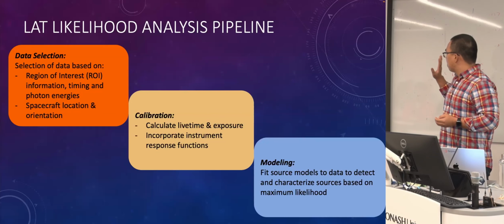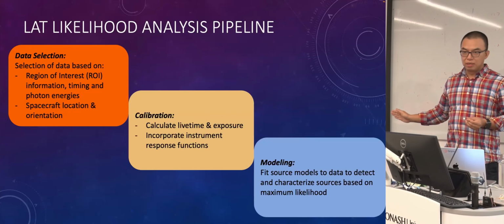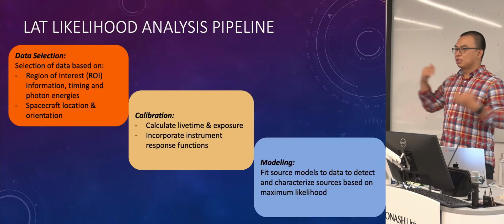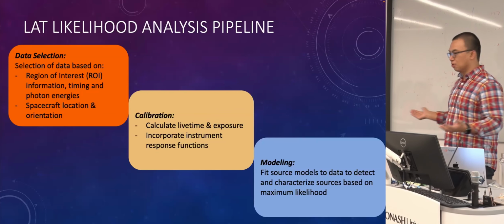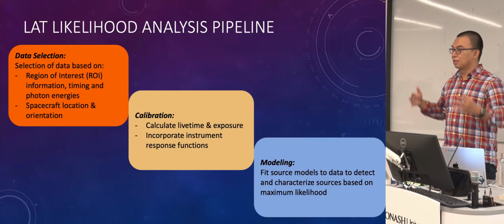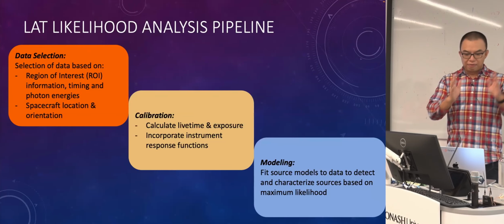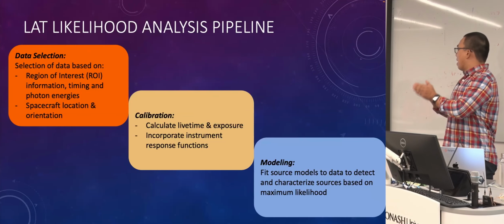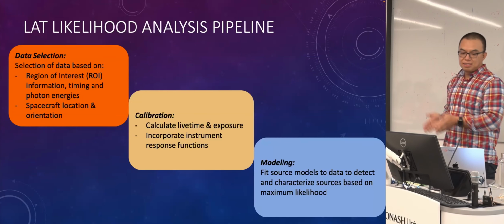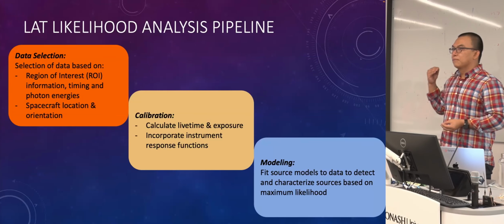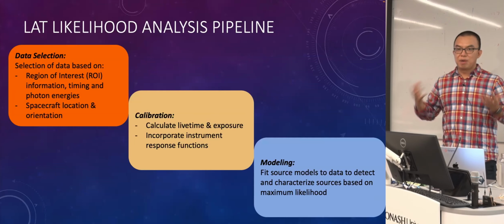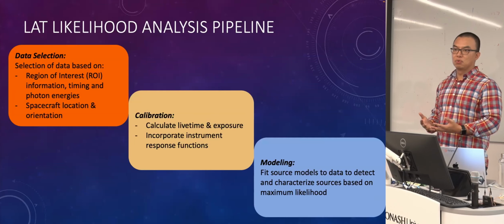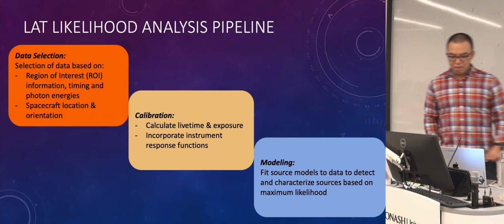And then the last step is to do the modeling. We have some initial models from the catalog. We can add sources that we're interested in that are not already in the catalog and feed that model to the data. With the maximum likelihood estimator, we can then estimate the best fit spatial or spectral parameters of the source we're interested in using this method.